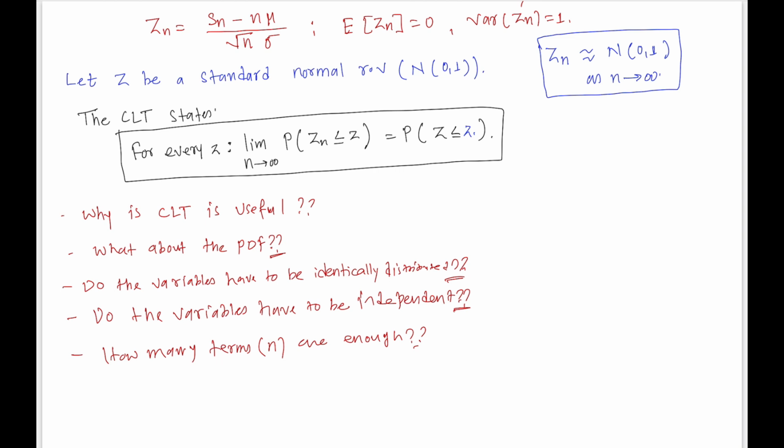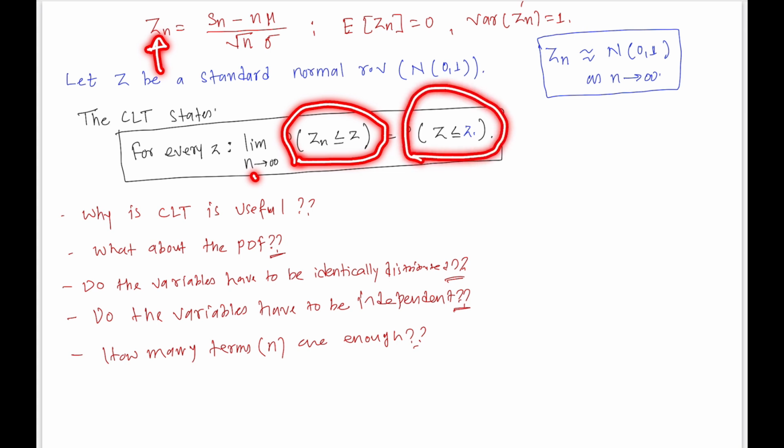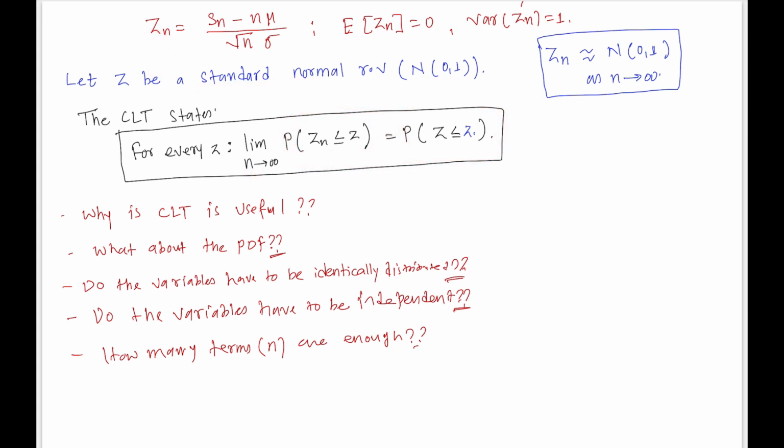Now the central limit theorem: the statement is about the cumulative distribution function. This is the definition of the cumulative distribution function. It says that for a large value of n, the cumulative distribution function of this random variable will converge to the cumulative distribution function of the standard normal random variable. It does not say anything about the probability density function, or in the case of the discrete, the probability mass function.